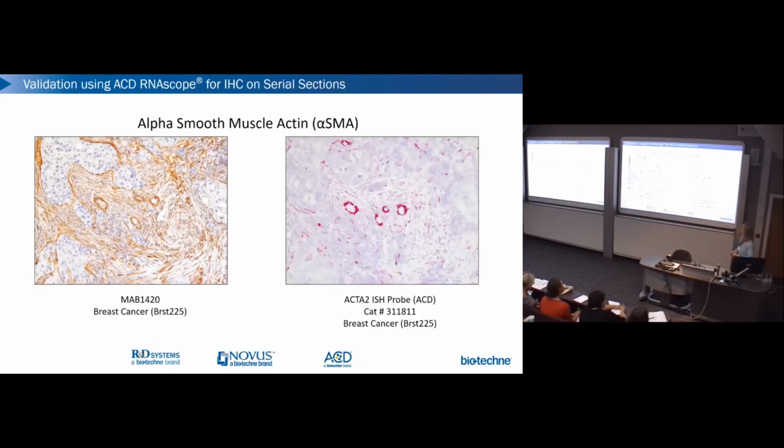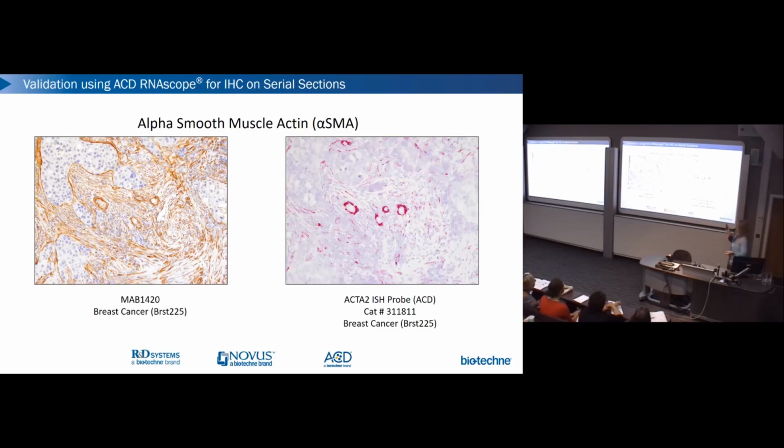Another example is alpha smooth muscle actin. Again, all the pre-work on the standard IHC validation has been done before. I'm not going to have time to show the data today. On the left is the IHC. On the right is the ISH probe.